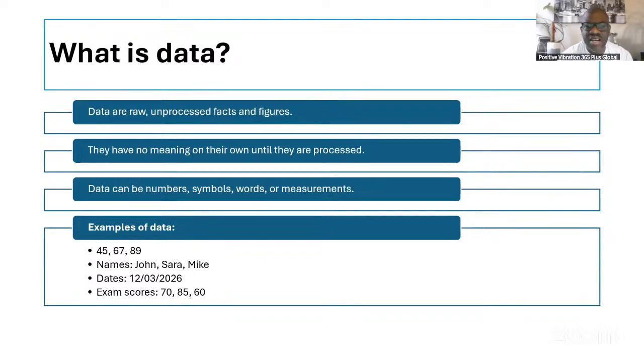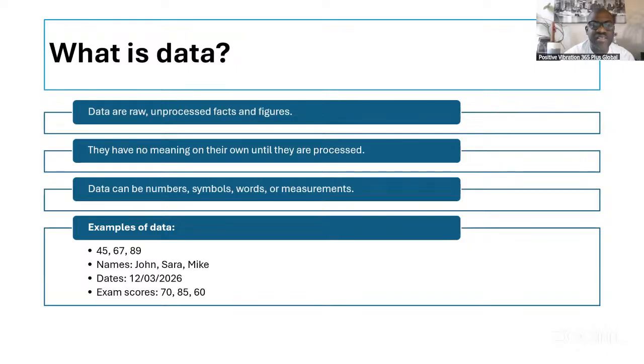Similarly, data can also be dates, right? So if I gave you another list with 12 of the 3, 2026, you're waiting to find out what about it. What's going to happen on that day? What is it about? What are you trying to say? We aren't clear what it is, and that makes it data.